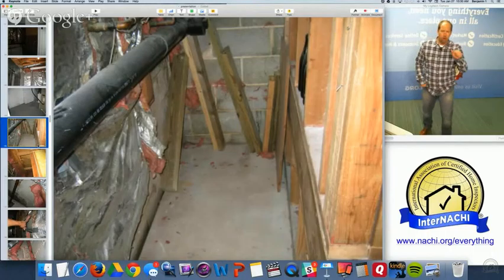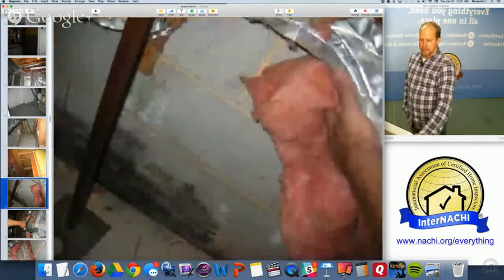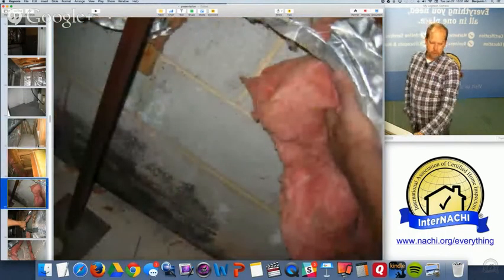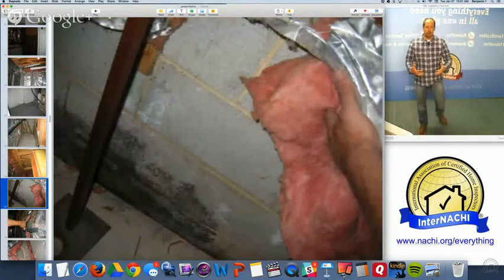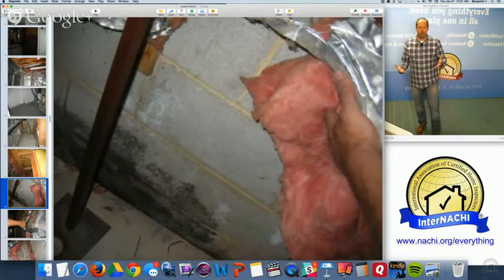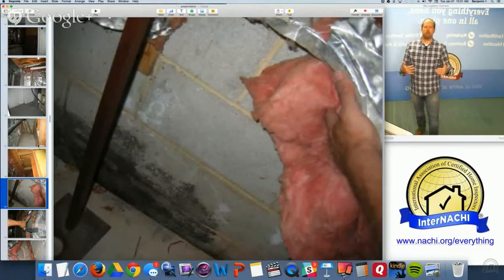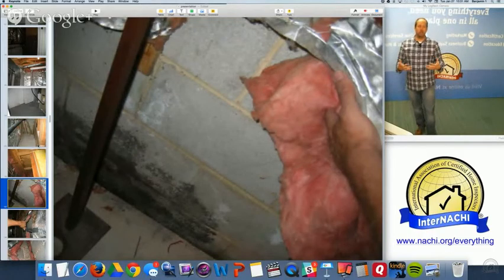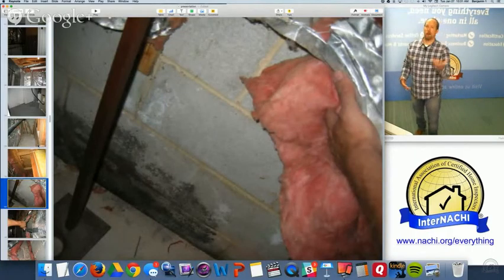So I want to crawl around, get behind the walls, stick my head in things, get in there, and there we go. So I have a concrete block foundation wall. It's covered with insulation. Great idea. However, we have water intrusion through the concrete block foundation, and it's being trapped behind there. You stick your hand behind the insulation, and it just comes out wet.